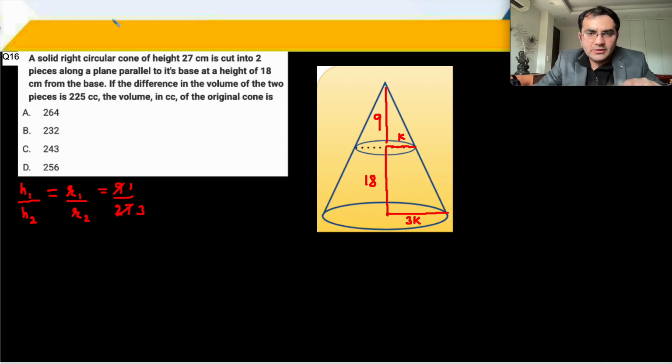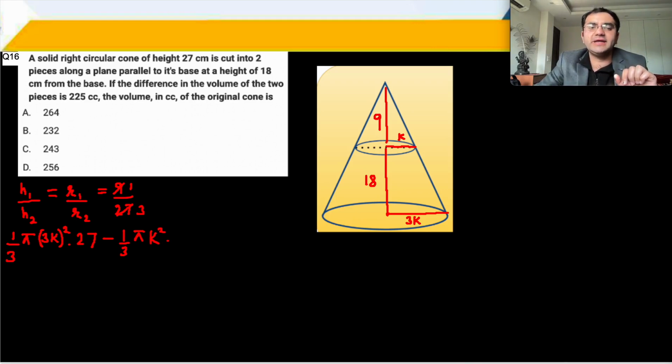Now it is given the difference in the volume of the two pieces is 225. Let's assume that the lower piece is bigger. We don't know, so we are assuming. How will the lower piece volume come? Big cone minus small cone is the frustum. Standard process that we have covered in class. So big cone 1/3 pi radius 3k squared height 27 minus small cone 1/3 pi radius k squared height 9. This is the lower one.